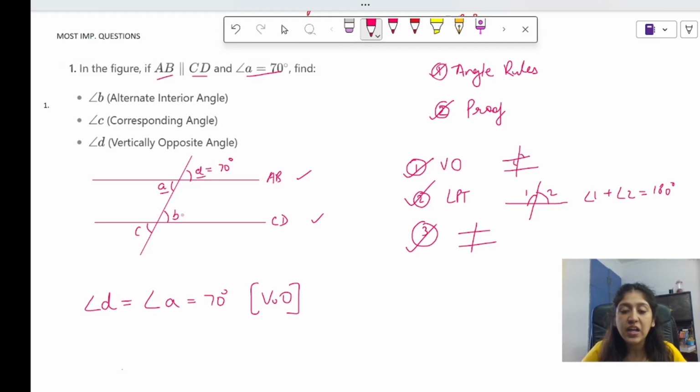Now, if I have to find angle B, how can I find it? Angle A and angle B, they are alternate interior angles. I hope the concept is clear. Angle A and angle B are alternate interior angles. And I told you alternate interior angles are equal. So let's just write it out. Angle A and angle B are alternate interior angles and they will be equal. So the concept of alternate interior is also applied over here.